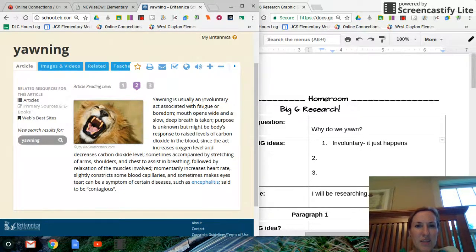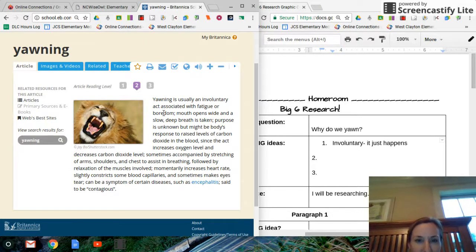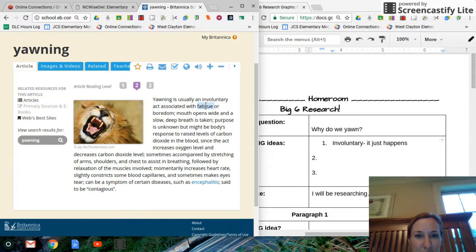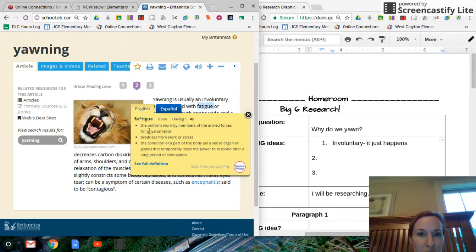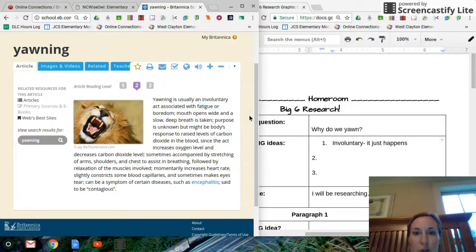So when I yawn, it's involuntary. It is associated with fatigue or boredom. Well, we all know what boredom means, but what is fatigue? I'm going to double click it. Okay, it's the uniform worn by members of the armed forces. No. Tiredness from work or stress. I think that's the definition. Tired. That's very true. I yawn when I'm tired.